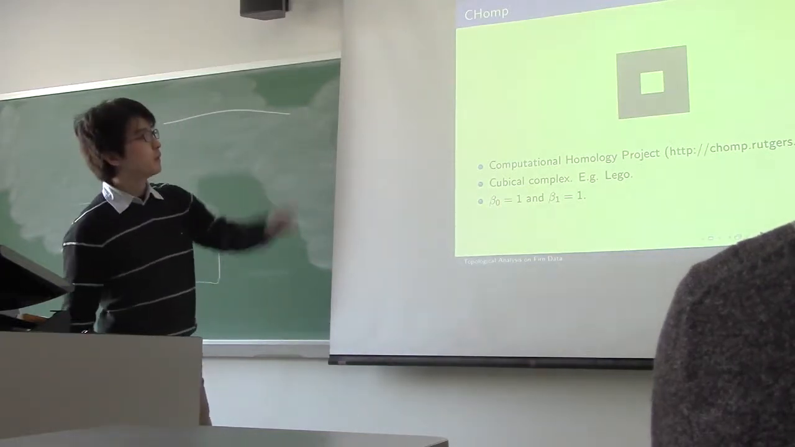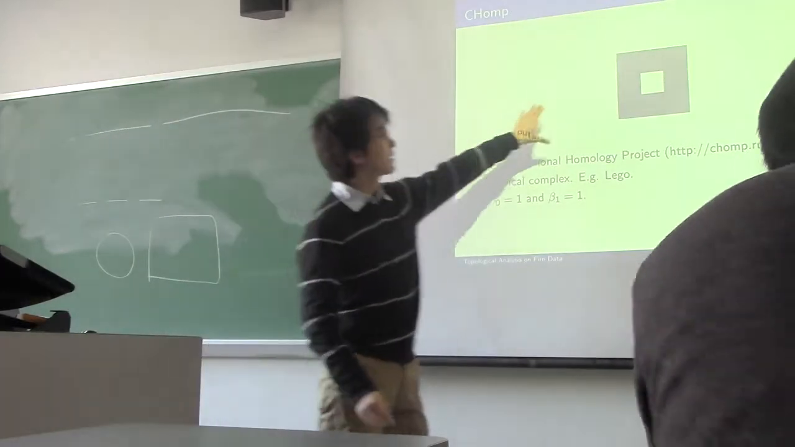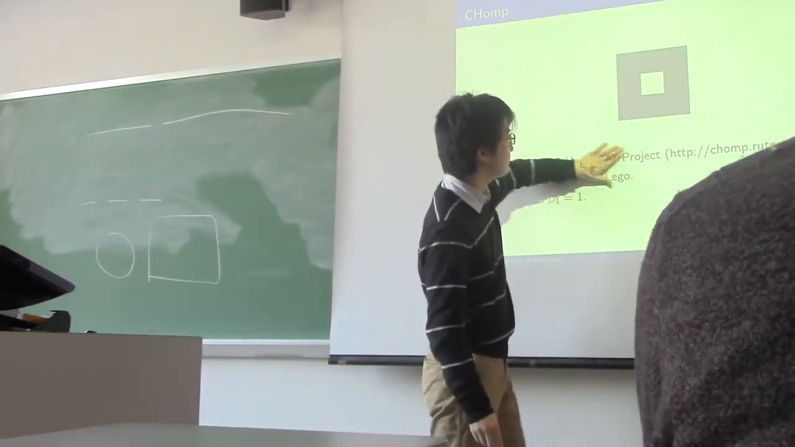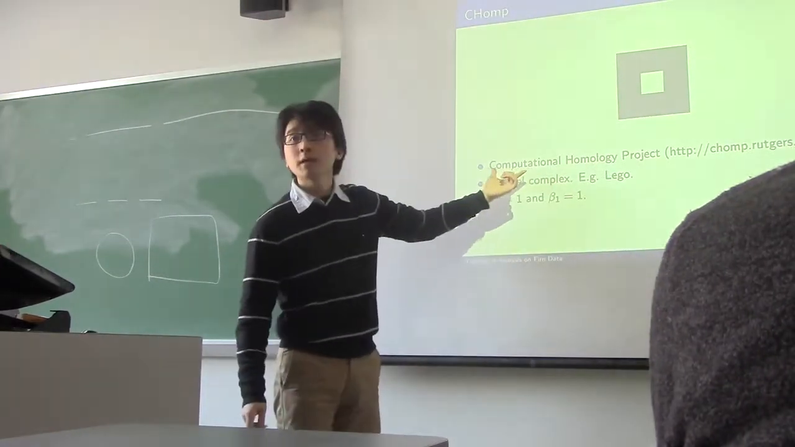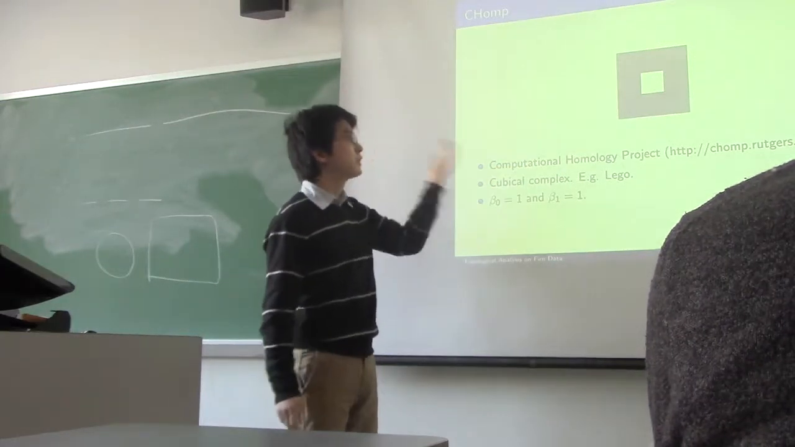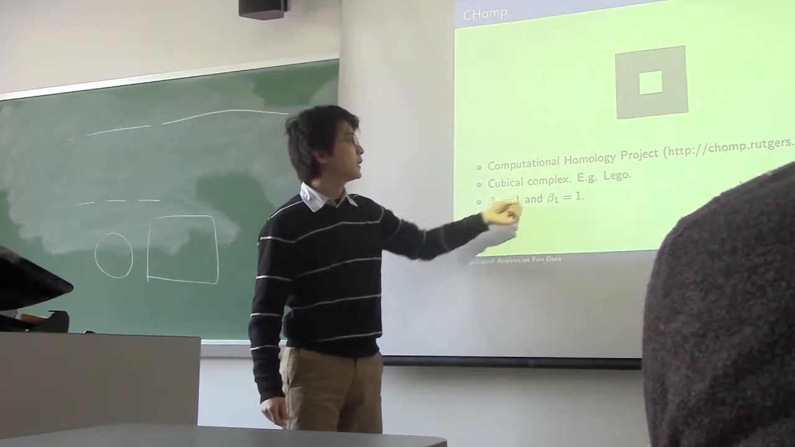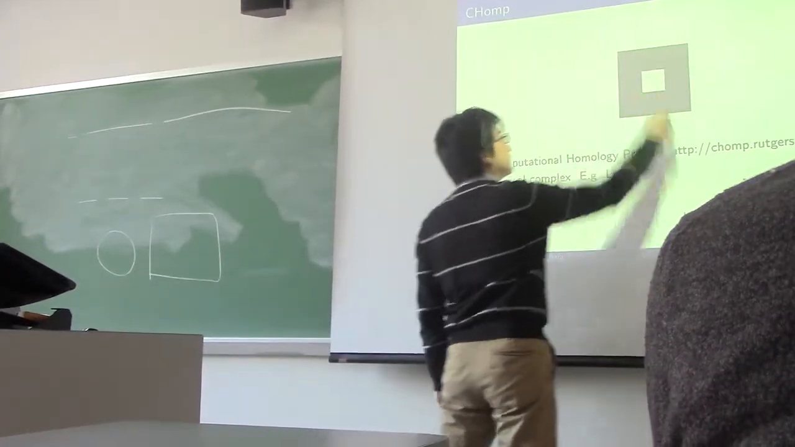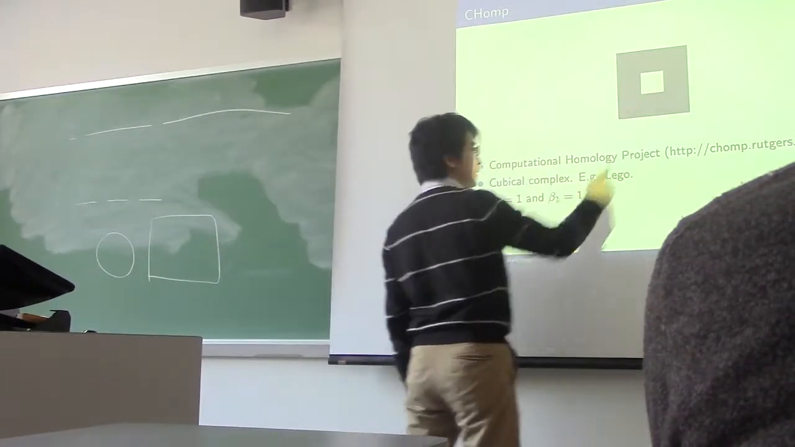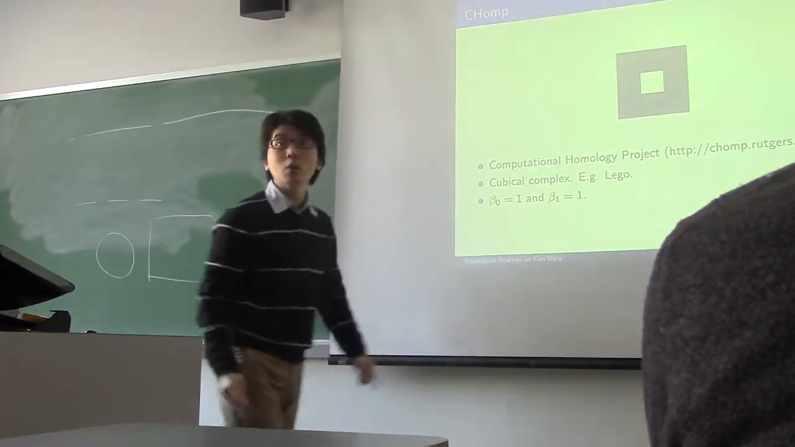So for example, if your object is like this and you put this into CHomP, this machine, what you get will be a one, because this is one disconnected component, and because there's a hole here, beta one is one.